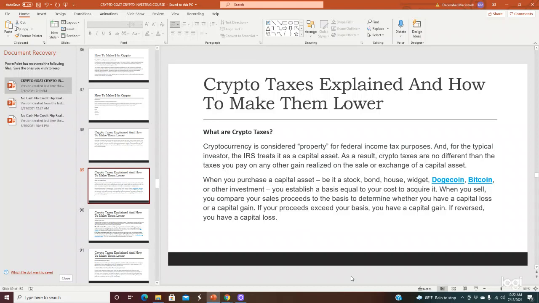When you purchase a capital asset, be it stock, bond, house, widget, Dogecoin, Bitcoin, or other investment, you establish a basis equal to your cost to acquire it. When you sell it, you compare your sales proceeds to the basis to determine whether you have a capital loss or a capital gain. So just determine whether you made money or if you lost money. If your proceeds exceed your basis, you have a capital gain. If reverse, you have a capital loss.